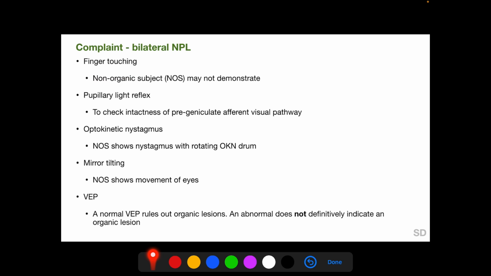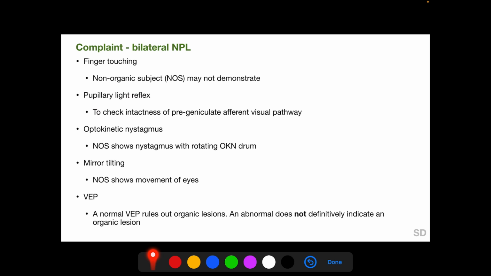So in a bilateral no perception of light situation, to exclude or identify a patient with no underlying organic pathology to explain his symptoms and signs, we can do the finger touching test, pupillary light reflex test, optokinetic nystagmus, mirror tilting test, or visual evoked potential. We know that with the help of the sense of proprioception, a blind person or a normal person with both eyes closed will be able to touch his both fingers when asked to do so, but an NOS may not demonstrate so. In a bilateral NPL situation, we expect the pupillary light reflex, either direct or indirect, to be absent.